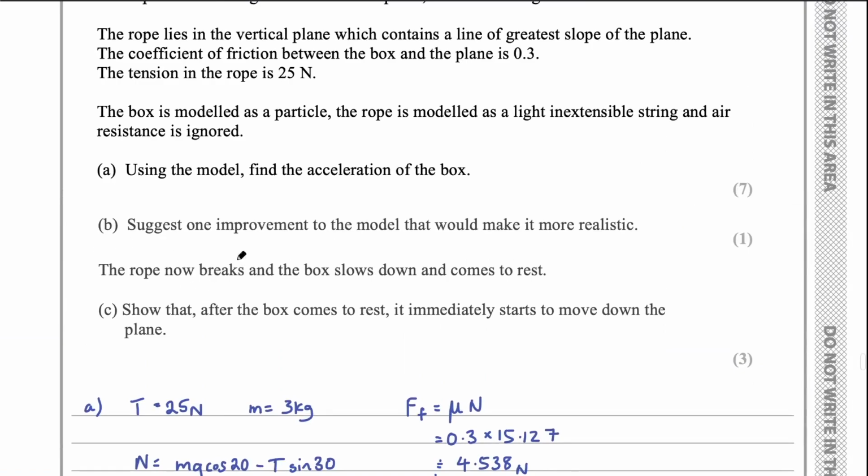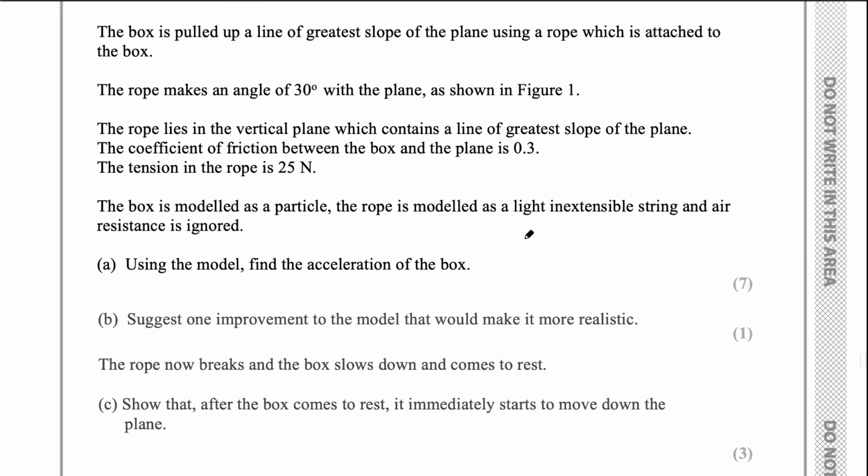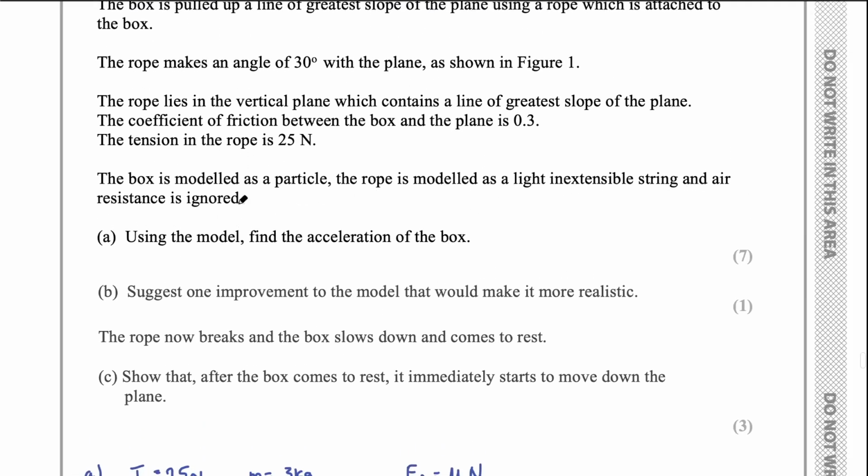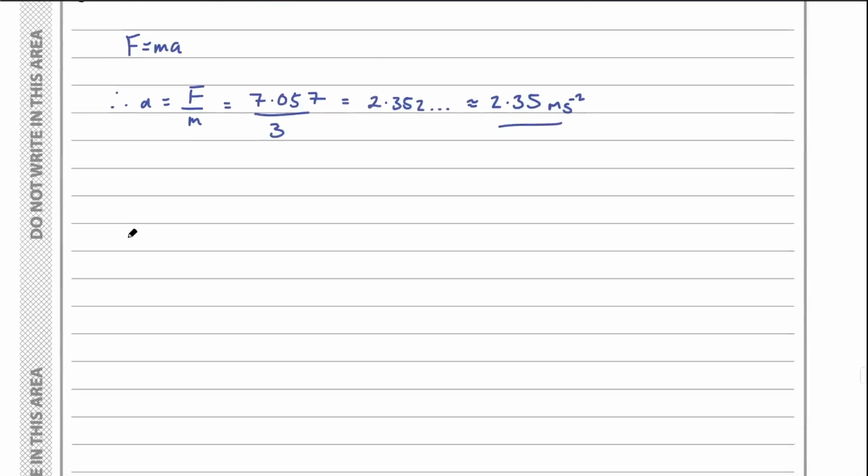Part B says, suggest one improvement to the model that would make it more realistic. Well, they say in the question that air resistance is ignored. So we could just say, why not include air resistance? And then maybe that makes it more realistic. So include air resistance for part B.